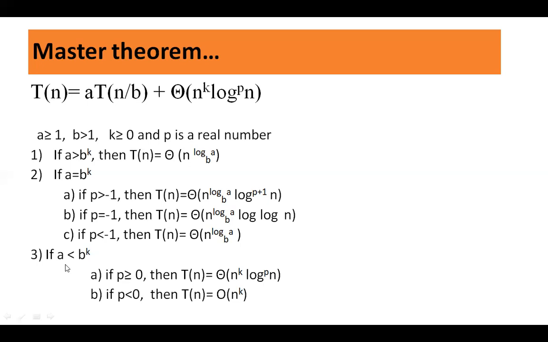And case 3 is if a is less than b raised to k. Again, under case 3, we have three subcases, which again depend on the value of p. Now here the value of p is compared to -1. If p is greater than or equal to 0, then T of n is equal to theta of n raised to k log raised to p n. And if it is less than 0, then T of n is equal to big O of n raised to k. Is it fine? This is the main part of your master theorem.